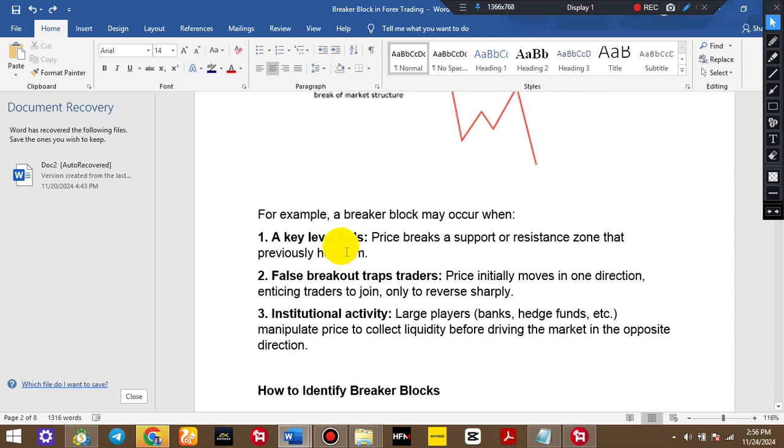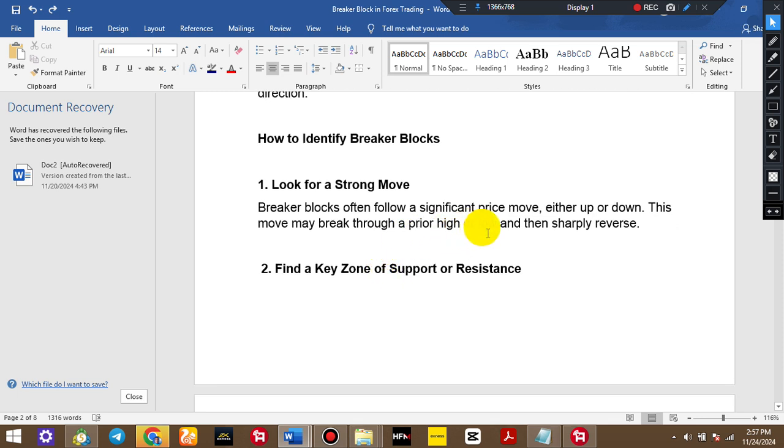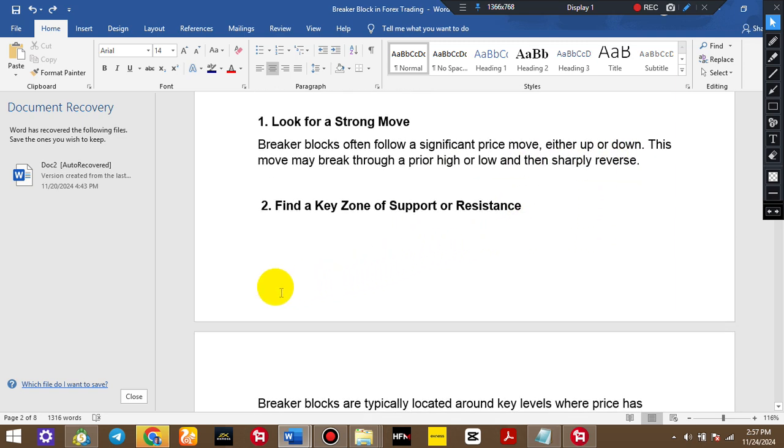Now, they said look for a strong move. Breaker blocks often follow a significant price move, either up or down. This move may break through a period high or a low and then sharply reverse. That means you see that before another way to identify it, they will break a high. Immediately they break that high, it means they went to sweep liquidity. Then you see the move drastically, not breaking only that high. It will come and break your support or resistance zone, your demand and supply zone, whichever way. This is how you can easily track. These are attributes of how you can identify a breaker block.